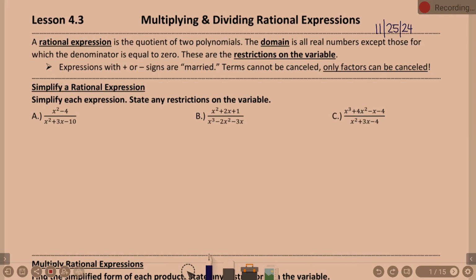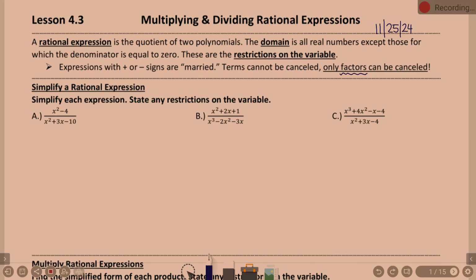Okay? Because as we look at these, as you guys start looking at A, for example, a common mistake would be like, oh, hey, let's cancel x squared and x squared. That's a huge no-no. Okay? That's not how we cancel here. Okay? And so that has to do with expressions with plus or minus signs are considered married. Okay? Meaning you can't split them up. Okay? So terms cannot be canceled. X squared, those are terms that I pretended to cancel there. Okay, and then I backed that up. So factors have to be canceled. So key thing we're going to be looking for, a lot of, are factors.